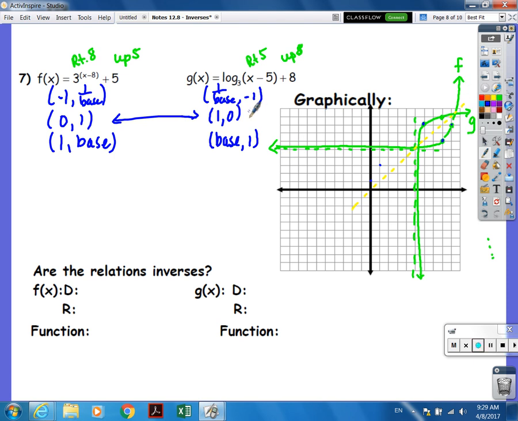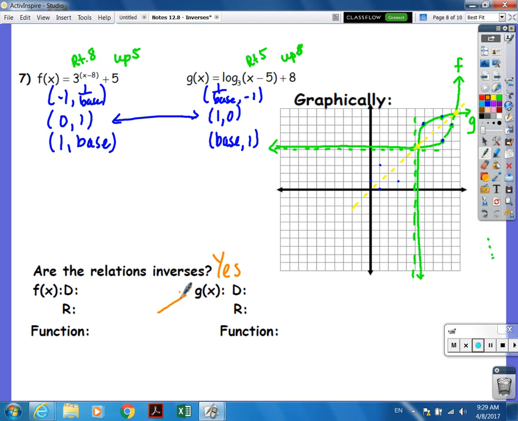Your log graph that we just did starts off at (1, 0) and (3, 1). So if I had (1, 0) and (3, 1), they're going to move right 5 and up 8. So if I move right 5 and up 8, right 5 and up 8, I get these points. And when you move to the right on the log graph, it moved your asymptote. So I had this graph for g of x. So what do you notice? You notice that when they cross, it is on that line y equals x. So that's a good thing. And so that means you are, in fact, looking at inverses.